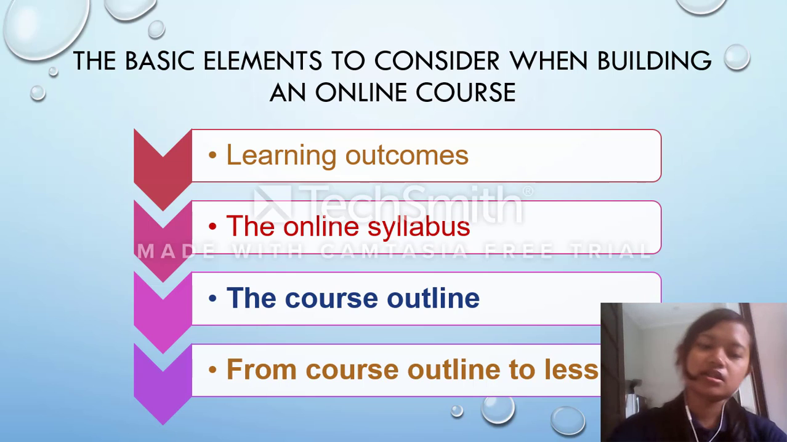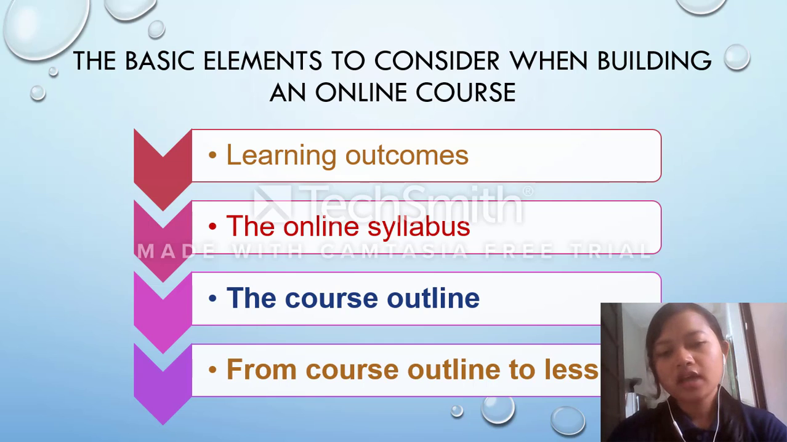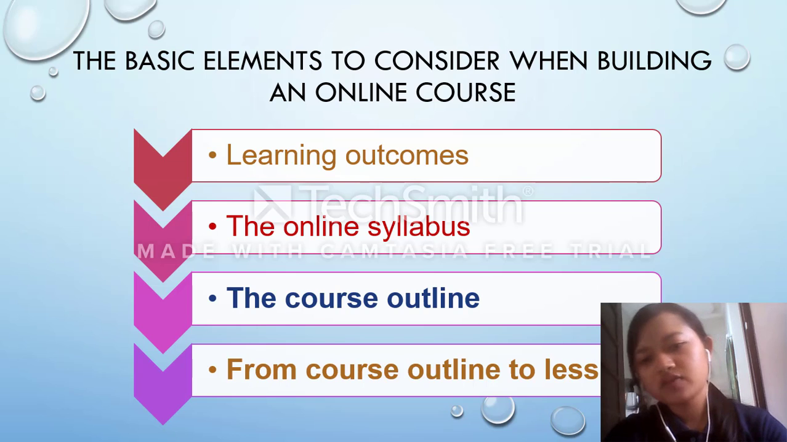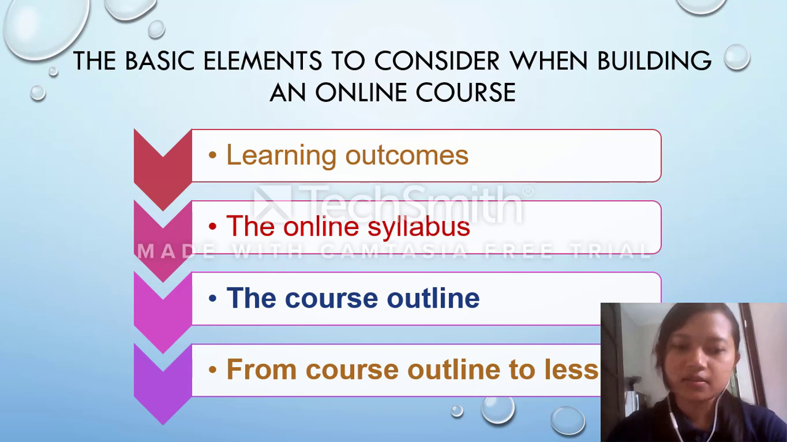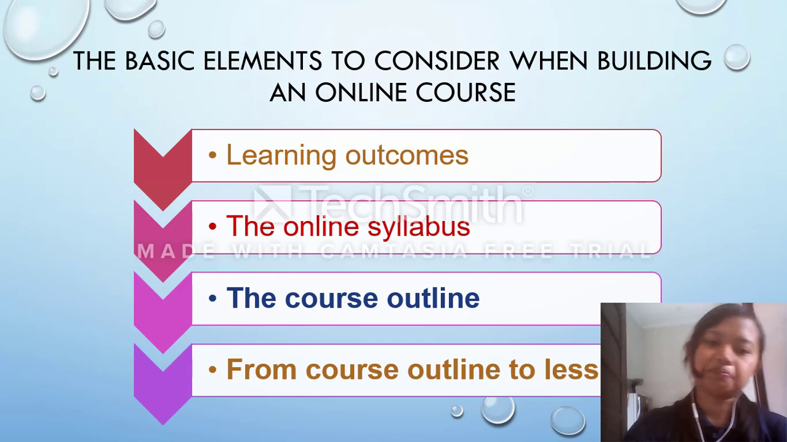And the next is the course outline. The online course outline is a calendar and a to-do list, and presents a sequence of events, assignments, readings, activities, and course deliverables. And the last is from course outline to lessons.